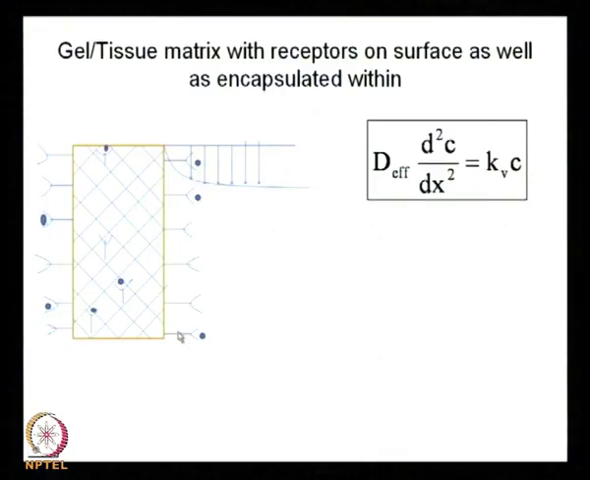Right, equations will remain the same. The reason being that, if you remember what we did before, the receptors on the surface only affect the boundary condition, not the equation. The equation inside the matrix remains the same because reaction is occurring only inside the matrix. So, we are again back to the slab problem, and what you get is D effective d²C/dx² equals k_v times C, right.